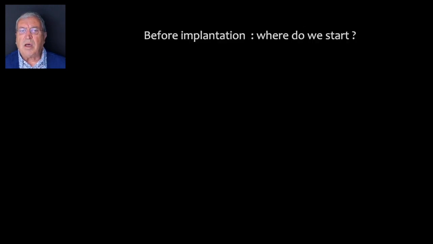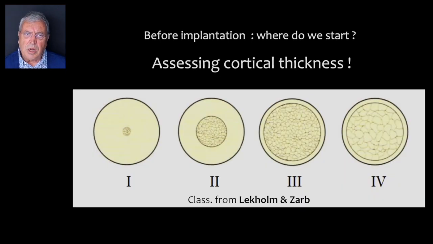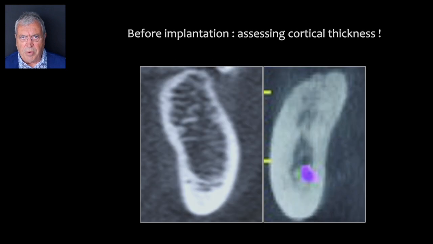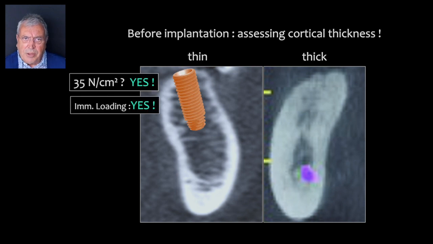But where do we start before implantation? We need to assess the cortical thickness. It's very important. We have the classification from L'École Mansart: class 1, class 2, class 3, and class 4. Before implantation, we need to assess this cortical thickness. If the cortical bone is thin, then we can place the implant. We can torque it, and we can load it immediately.